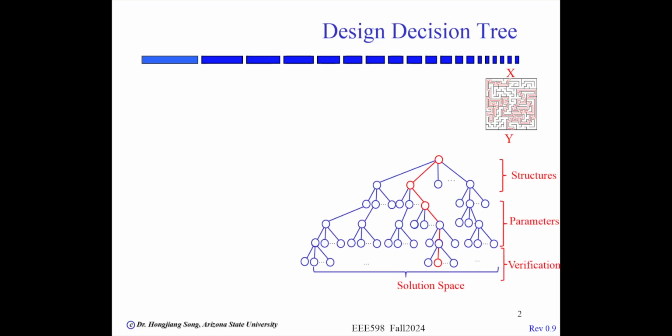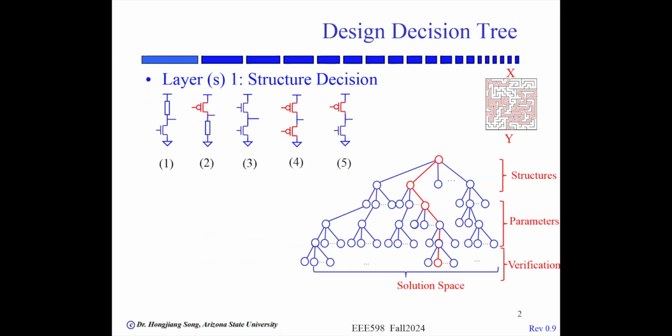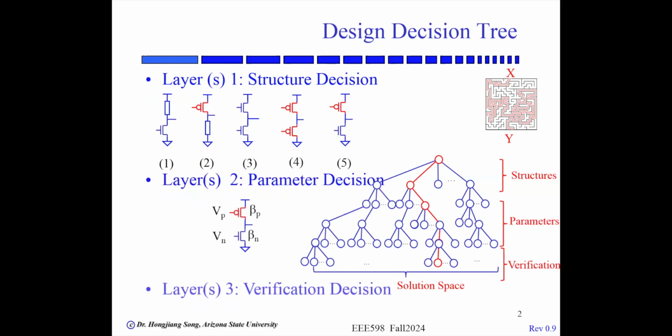The first layer is structure. That means you need to pick the structure for your design. The second layer is to determine the parameters, or device parameters, in the structure. And finally, you have to verify the design. And if a design doesn't meet your requirement, you have to go back and fine-tune your design. So as a summary, with a circuit design decision tree, we have the structure layer, we have the parameter decision layer, and verification layer.